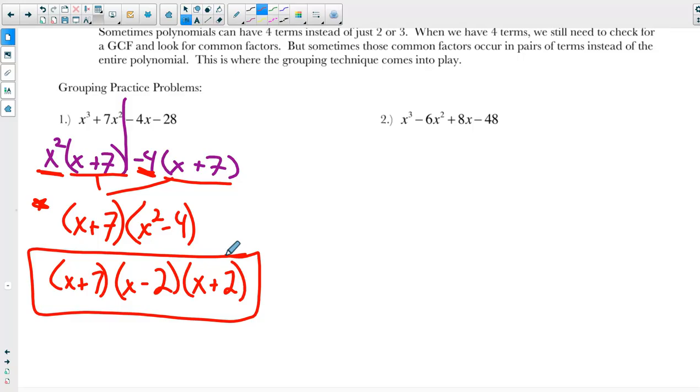Number 2, I do the same thing. I look for a greatest common factor. Do I have a greatest common factor? I don't, so I'm going to kind of gloss over that fact for a moment. So I draw my line down, and Chase, what's my GCF out of the first 2 terms?